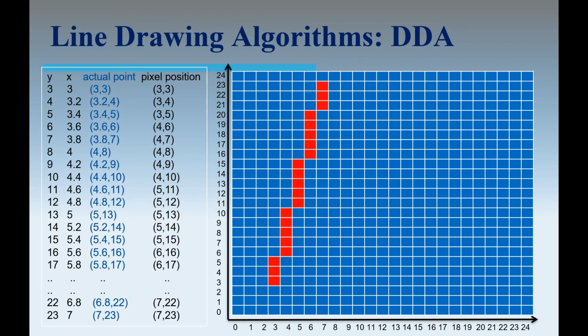Now let us try to find out all these steps. Here, this is what we have. When m is greater than 1 on the positive side, the change on the y-axis should be given as delta y.